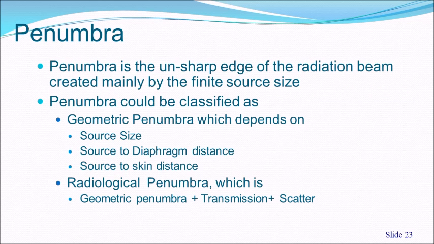The other interesting thing we have to learn is the penumbra. Penumbra is the unsharp edge of the radiation beam created mainly by the finite source size. Penumbra could be classified into two. One is called the geometric penumbra, the other one is called the radiological penumbra. The geometric penumbra depends on source size, source to diaphragm distance, source to skin distance. Whereas the radiological penumbra consists of the geometric penumbra, transmission penumbra and the scatter. I will explain what is geometric penumbra, what is transmission and what is due to the scatter.